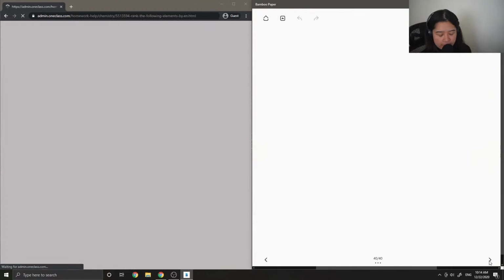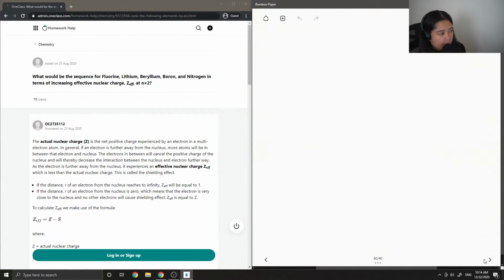Okay, so moving on to question 2. What would be the sequence for fluorine, lithium, beryllium, boron, and nitrogen in terms of increasing effective nuclear charge, Zeff, at n equals 2? Okay, so let's define what Zeff means. So this is the effective nuclear charge.